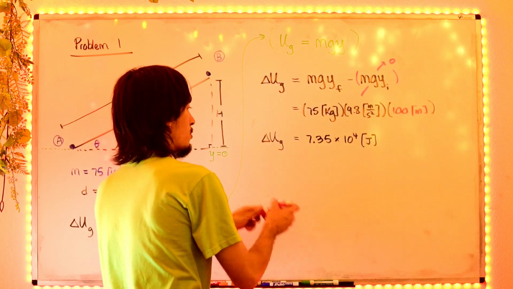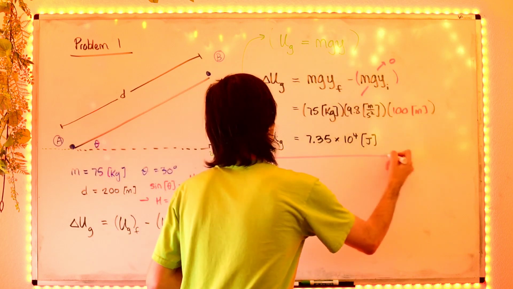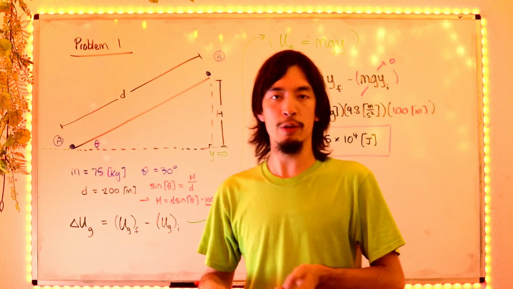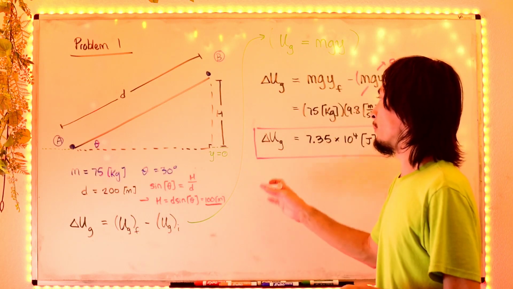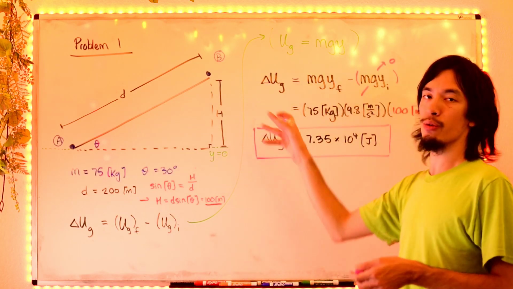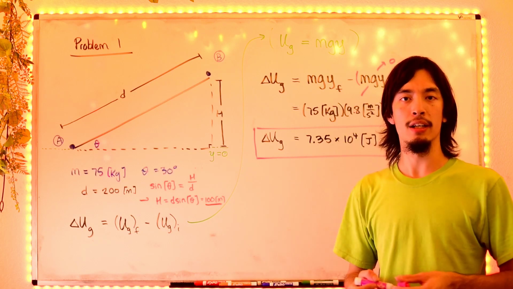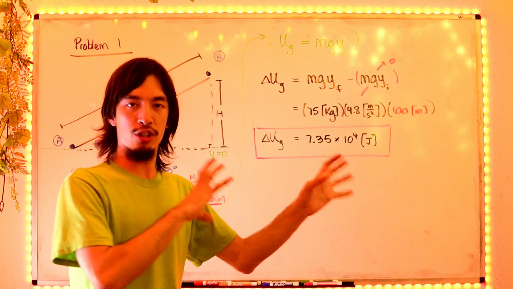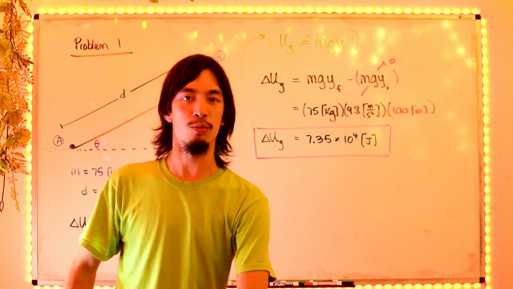So that's how you calculate the gravitational potential energy in this problem. Because you didn't have the height, you need to first get that height from the distance traveled, and then once you have that height, you can calculate that change in potential energy. So let me know if there are any questions on this, and we'll move on to the next one.